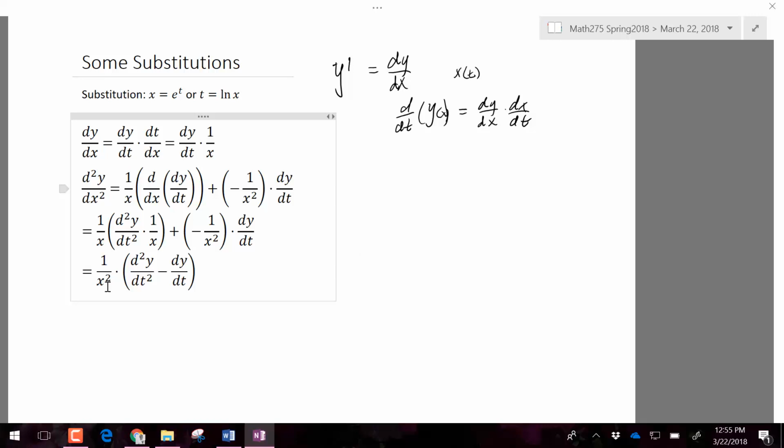So this is like the change of variable. If we go back to the idea of u-substitution when you do integrals, you have to compensate for the derivatives, and so we're changing variables again, and this is the compensation for the derivatives. What's going to happen here is that your y double prime is going to get multiplied by 1 over x squared, and then your y prime is also going to get multiplied by 1 over x.